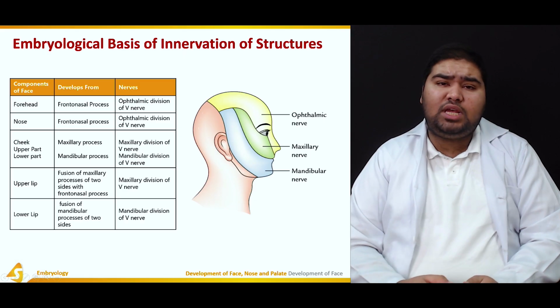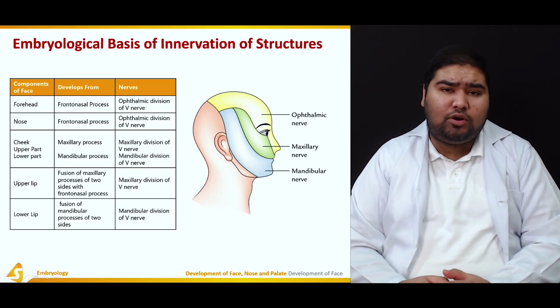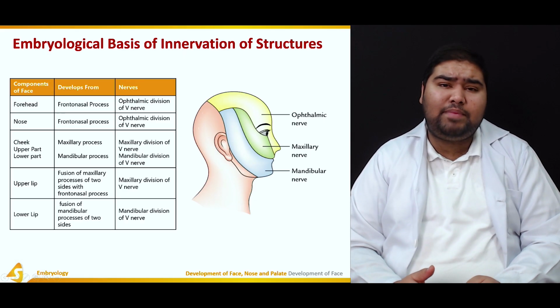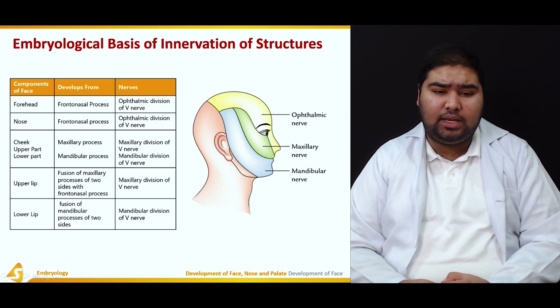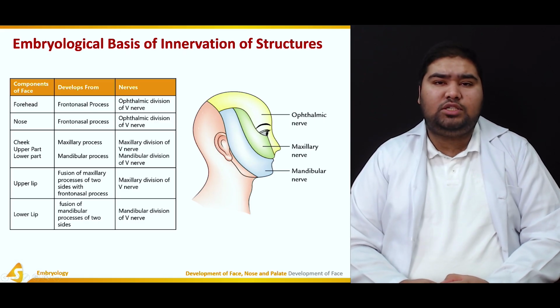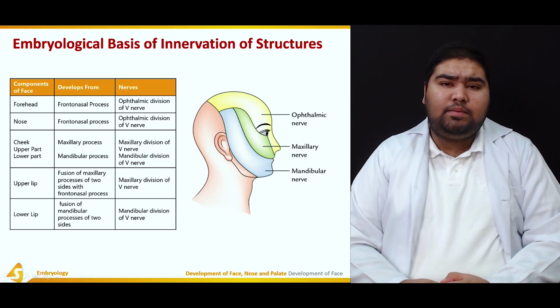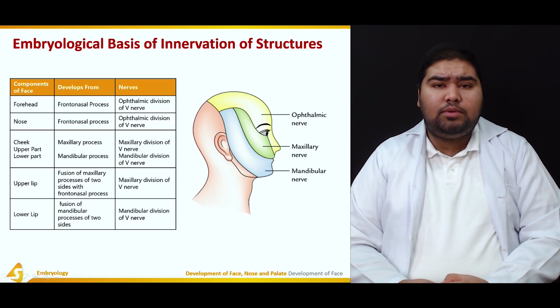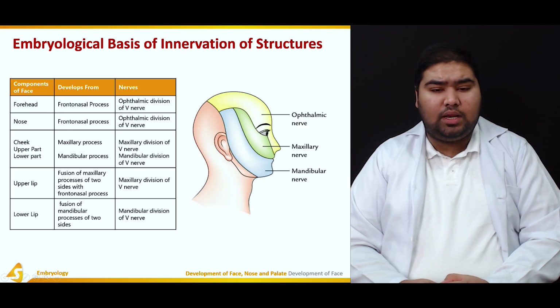So the upper part of the cheek, which is formed by the maxillary process, is supplied by the maxillary branch of the trigeminal nerve. The lower part of the cheek, which is formed by the mandibular process, is supplied by the mandibular branch of the trigeminal nerve.